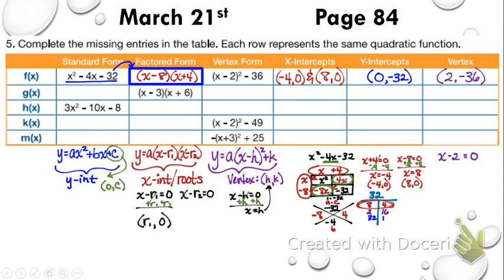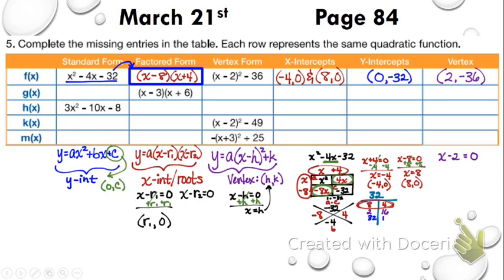I really want you guys to be able to look at this and go, oh, that y-intercept is at negative 32. Oh, this is factored form. That tells me my roots. My roots are going to be at positive 8 and negative 4.